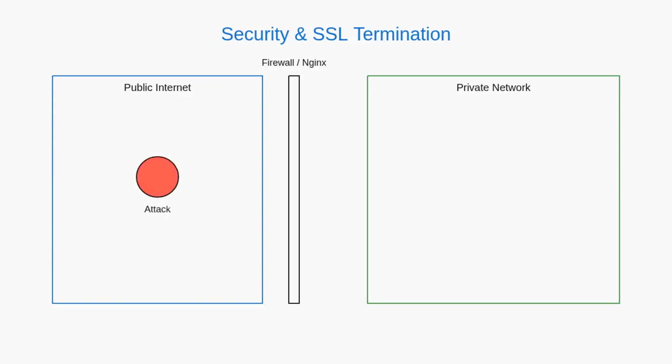Nginx also handles SSL termination. This means the heavy mathematical work of encrypting and decrypting HTTPS traffic happens at the proxy level. Your backend servers don't have to waste CPU cycles on encryption. They just receive plain HTTP from the proxy over a secure internal network. It's faster, safer, and much easier to manage your certificates in one place.